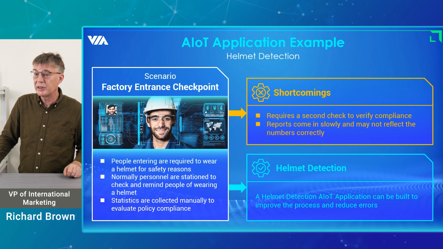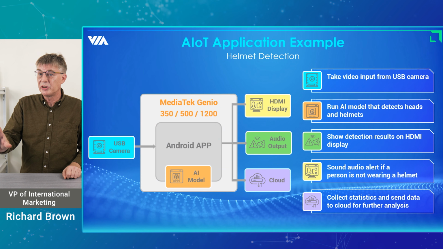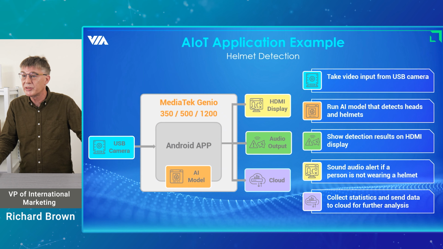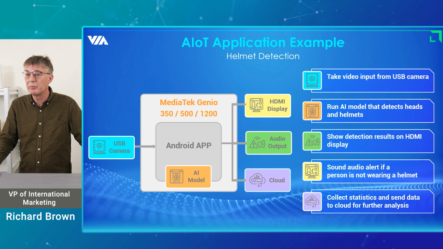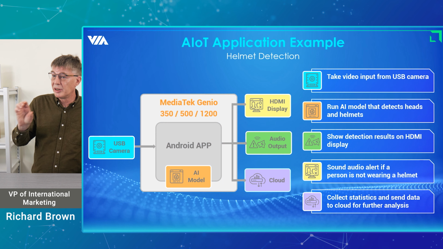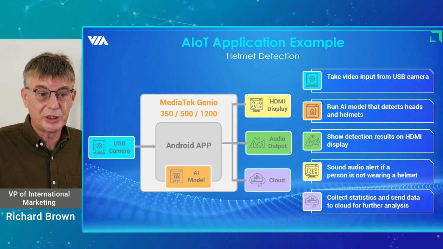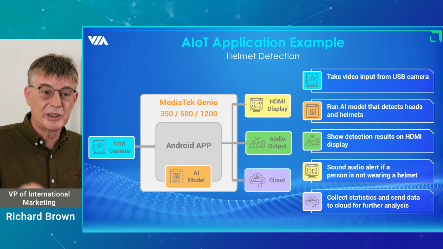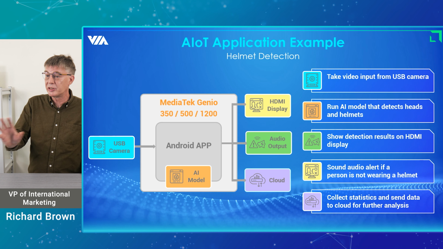So this is a helmet application that we've built, and here shows how that fits in with the key components in our platform and the process. So basically what happens is you carry out the helmet detection using a USB camera connected to the board. You take the video input from that camera, run an AI model that detects the heads and the helmets. That detection result will be shown as a square on an HDMI display. And then if the system notices that someone is not wearing a helmet, then it will issue an audio alert so that action can be taken.